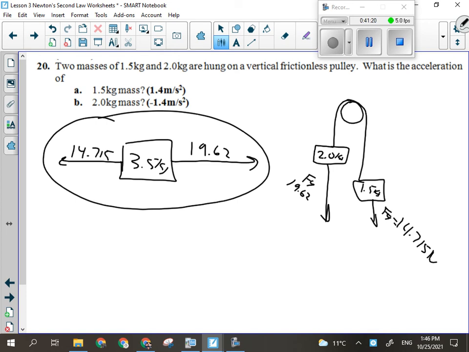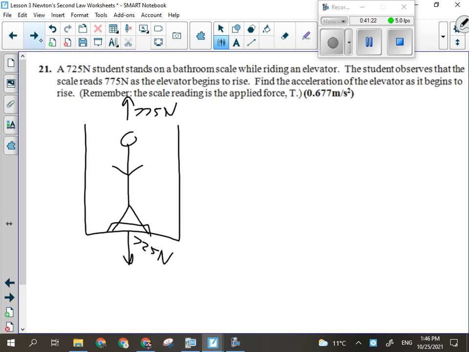And then for 21, the one thing that you have to find to solve 21 is the mass of the person. Remember that force of gravity, which we know is 725 newtons, equals mass times the acceleration due to gravity, which we already know is 9.81. So we should be able to calculate the mass. You need that to get the acceleration.